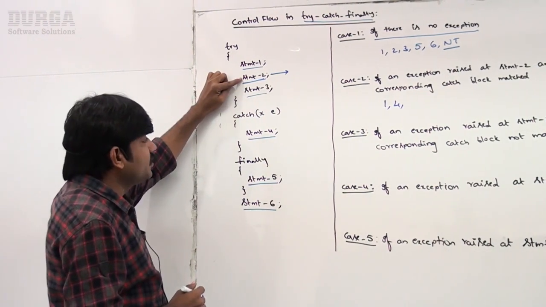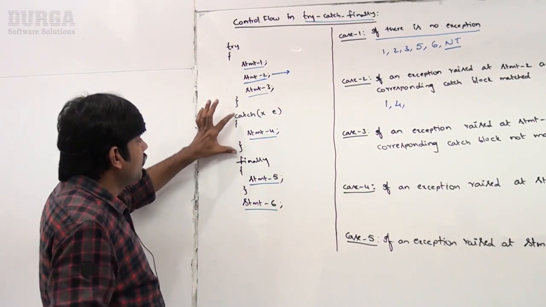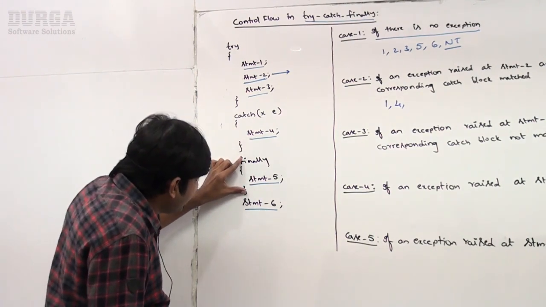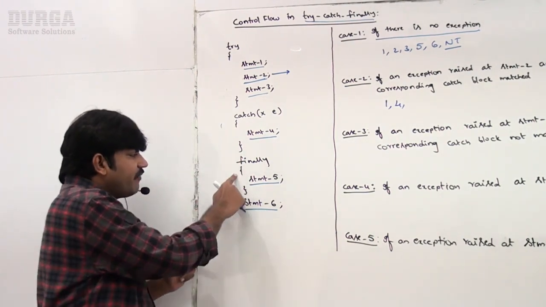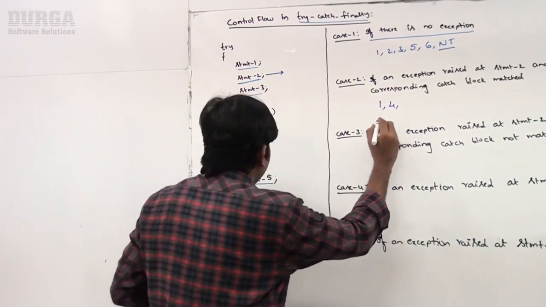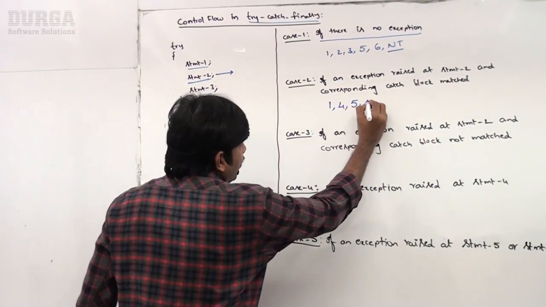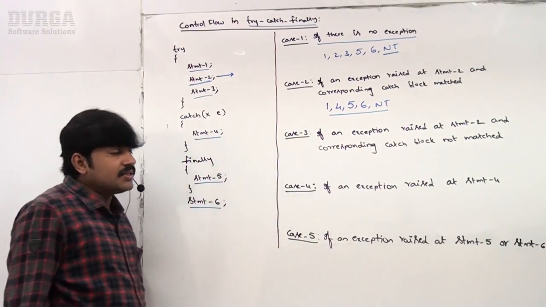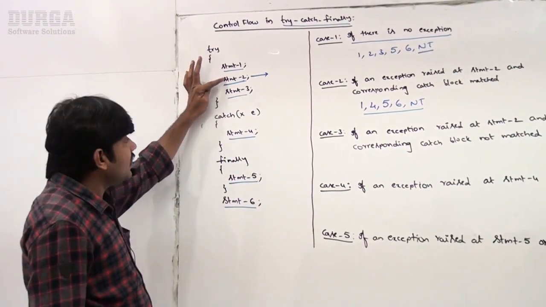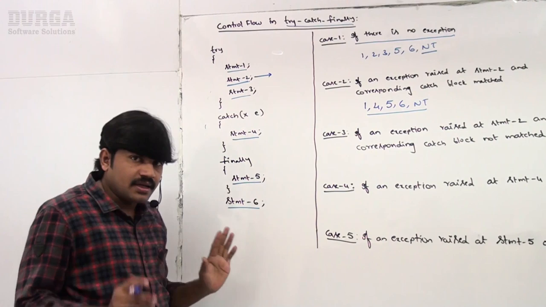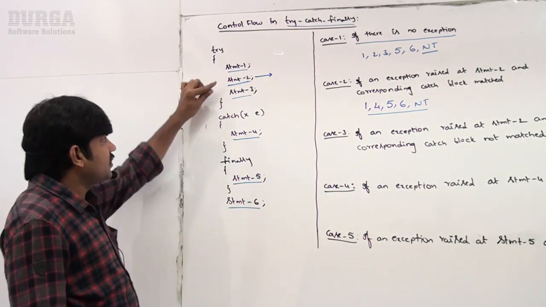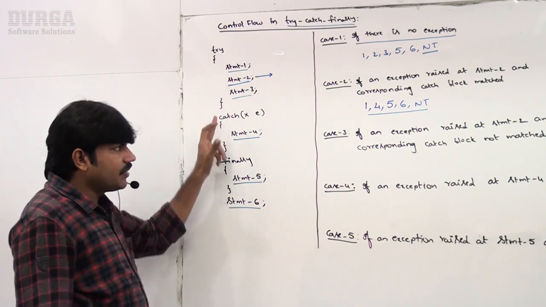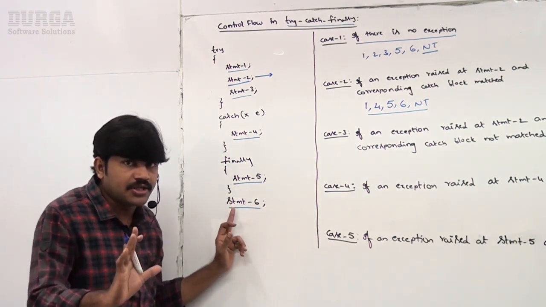So while executing 2 the problem came, immediately the catch block executed, and then finally statement 5 and statement 6. That's why 1, 4, 5, 6, it is a normal termination, because the exception was raised and handled. So if an exception is raised at statement 2 and the corresponding catch block matched, what is the flow? How will the statements be executed?